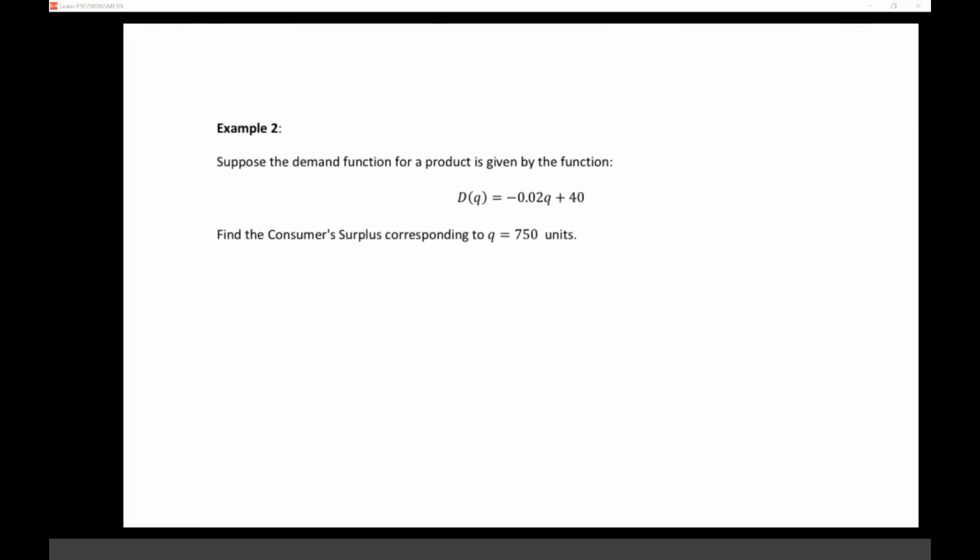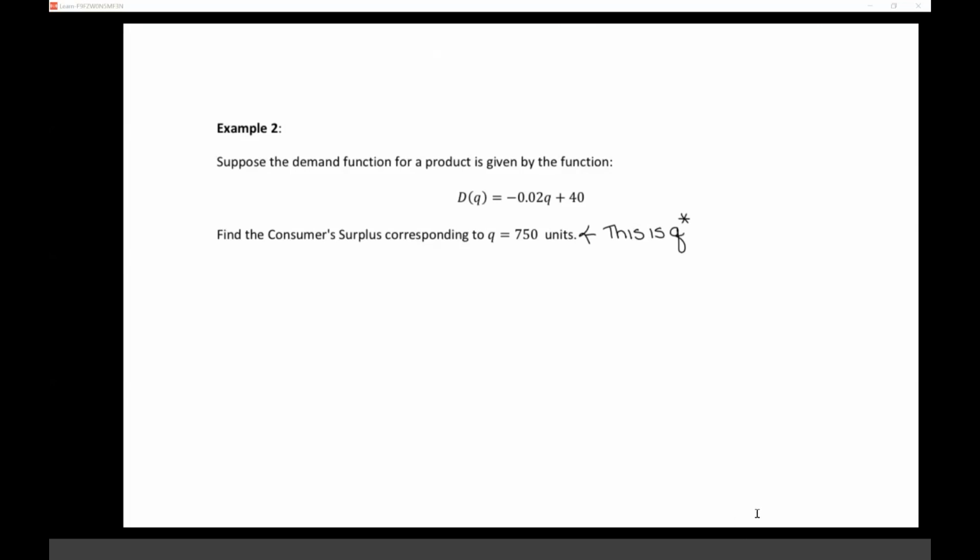Let me ask you a question. How would you go about doing this? They're giving you a demand function and they want you to find the consumer's surplus corresponding to Q equals 750 units. I'll give you a hint. This is Q star. What do you do first here?